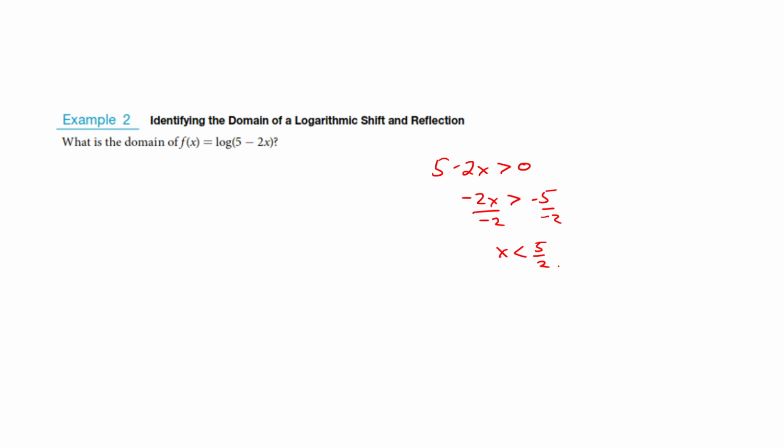Now, these are the values that are acceptable. So if I'm writing that as a domain, the values that are acceptable are those that are less than 5 halves, or 5 over 2. So that'd be negative infinity to 5 over 2. Parenthesis, because we don't want to include it.